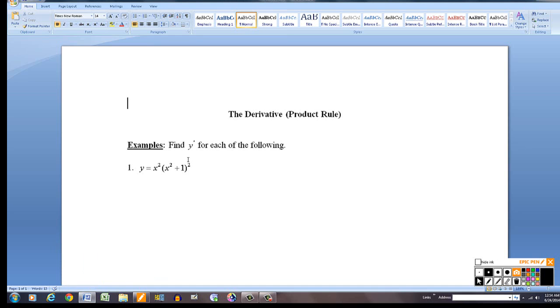Find the derivative of each of the following. So the first one is y is equal to x squared times the quantity x squared plus 1, squared. So if I leave it the way it's written there, I would have to use the product rule. But just to show you that there are options, I'm going to rewrite this by simplifying.